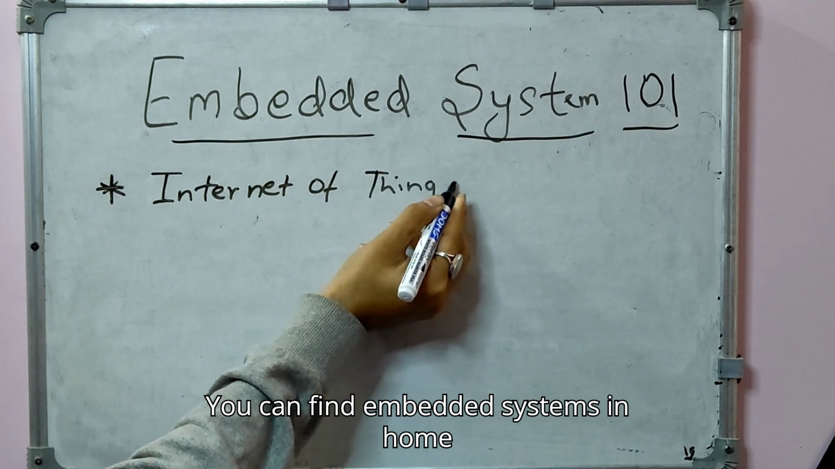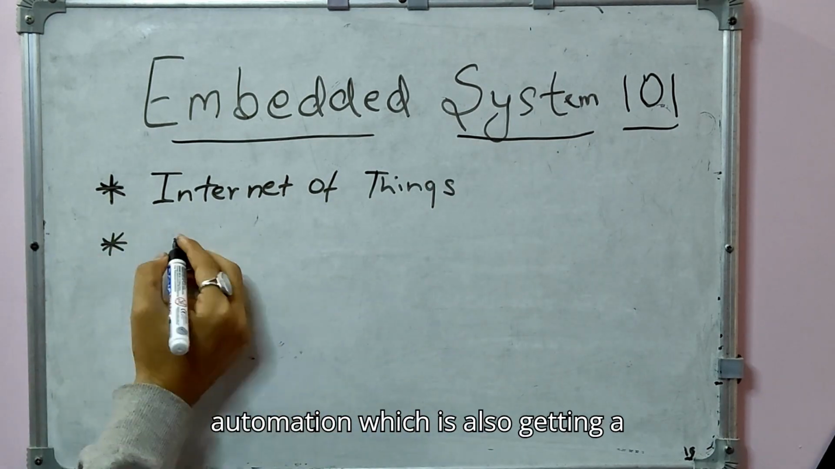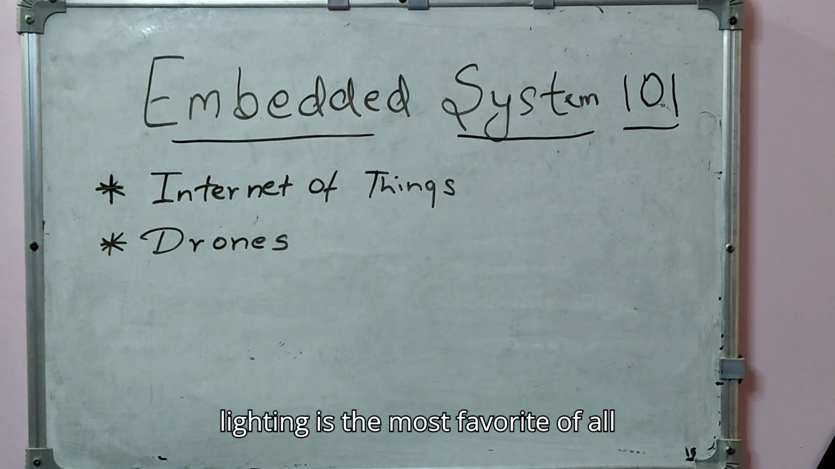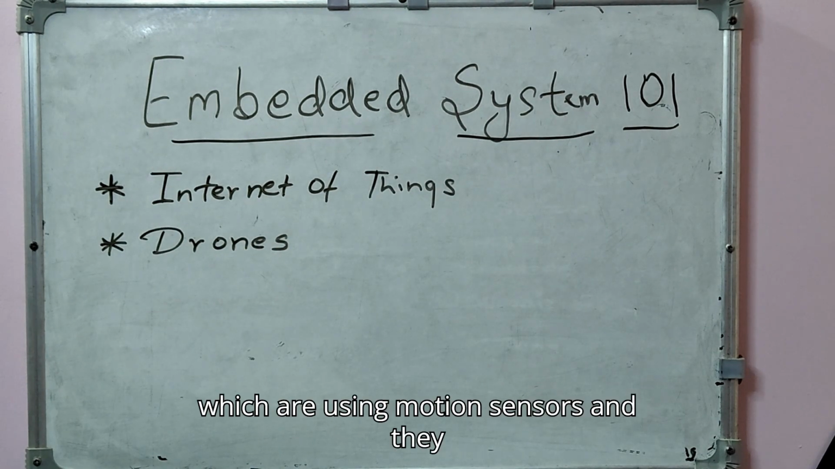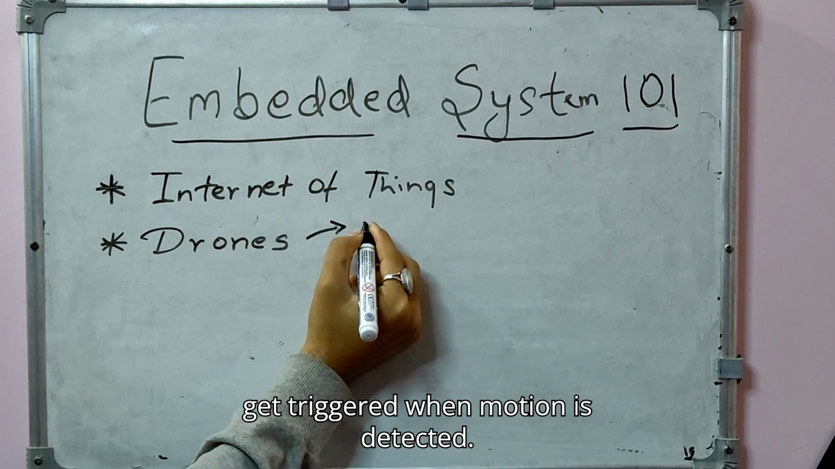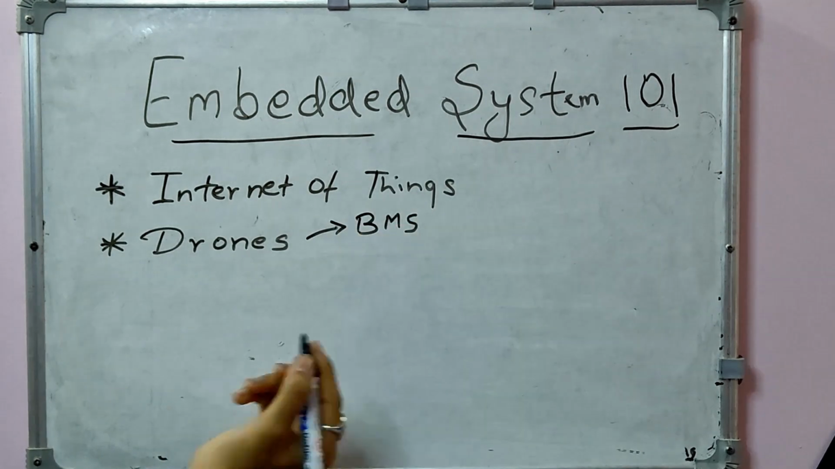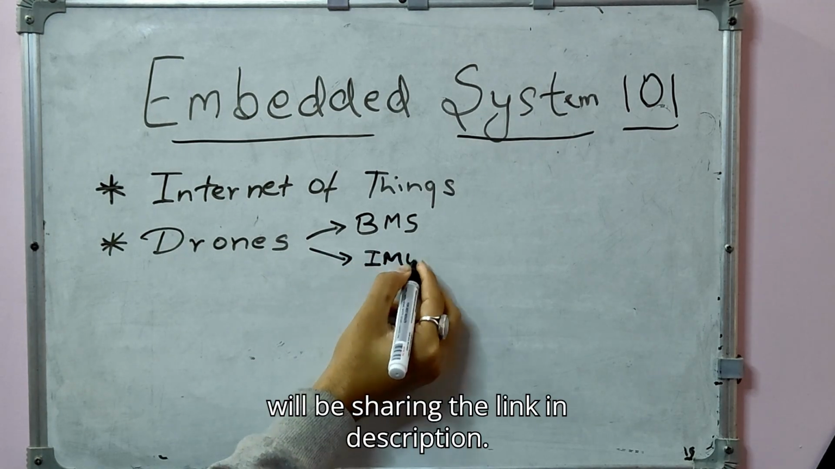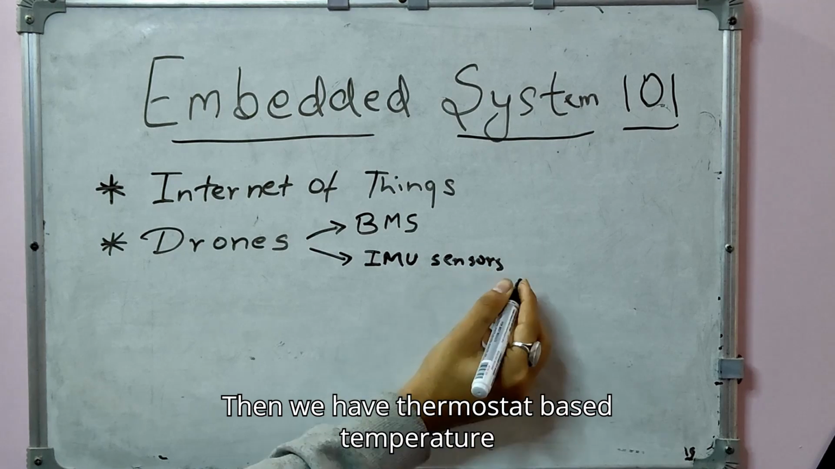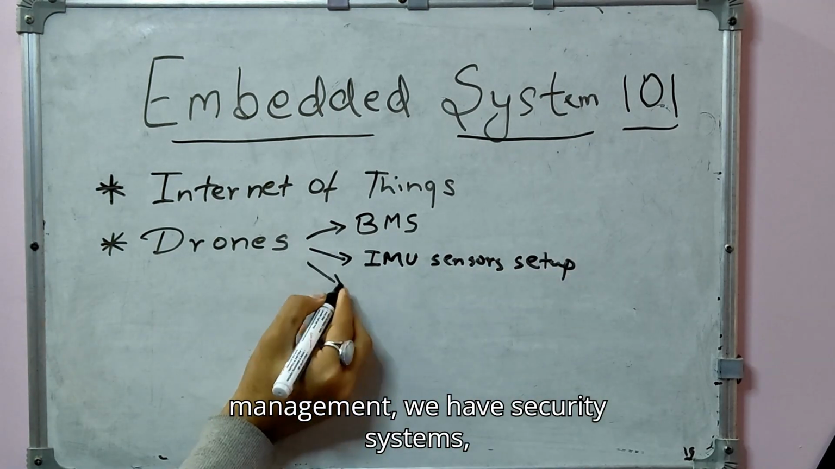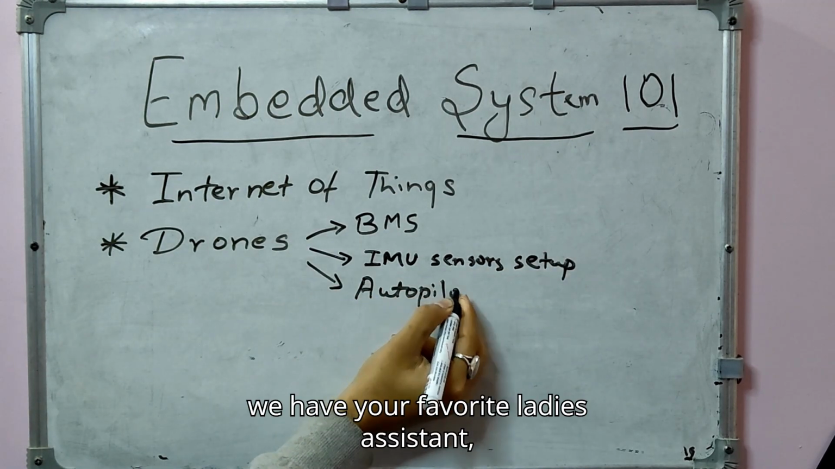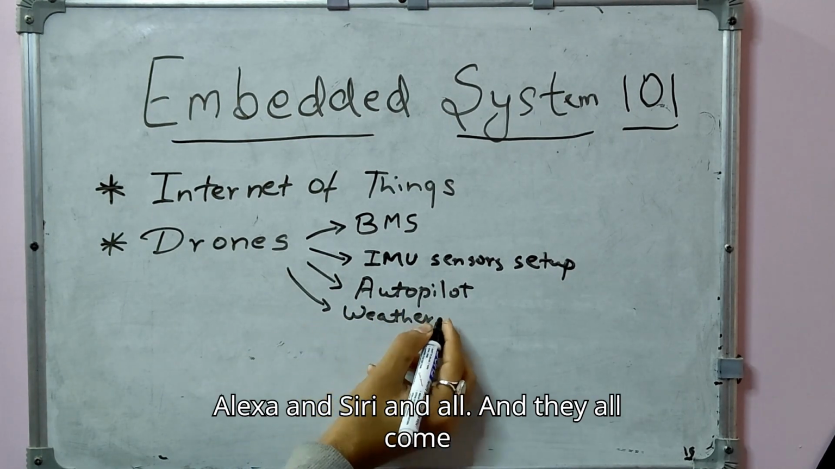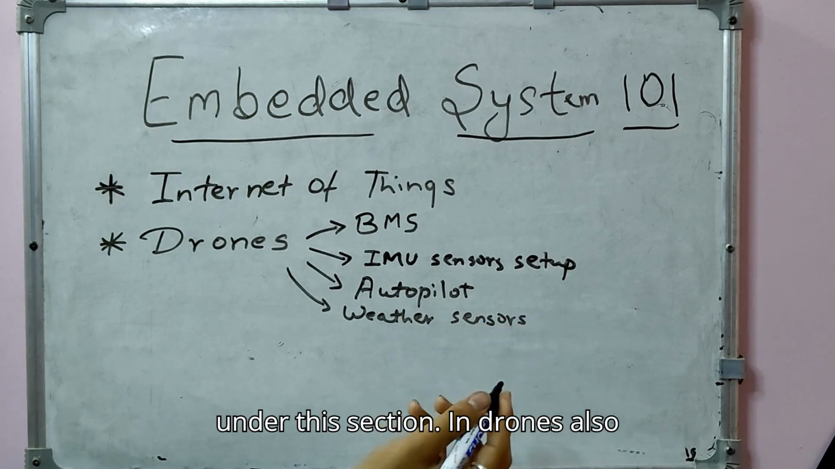You can find embedded systems in home automation, which is also getting popular day by day. Motion based lighting is the most favorite of all, which uses motion sensors and gets triggered when motion is detected. Look at how we have made something similar and shared on this channel. I'll be sharing the link in the description. Then we have thermostat based temperature management, we have security systems, and your favorite lady assistants Alexa and Siri, and they all come under this section.